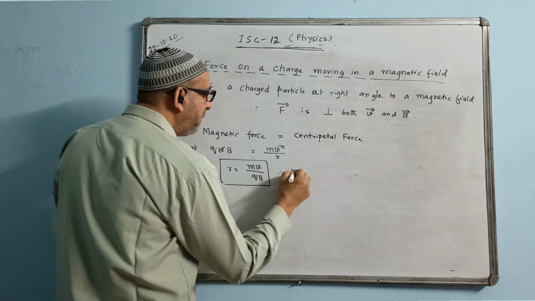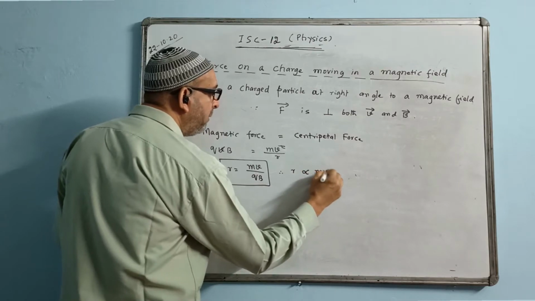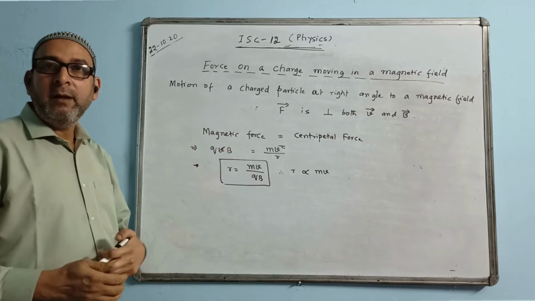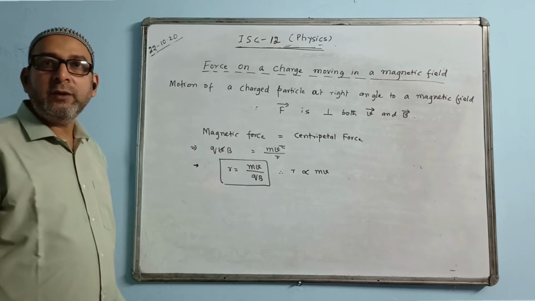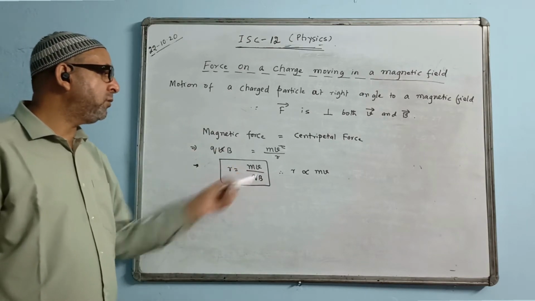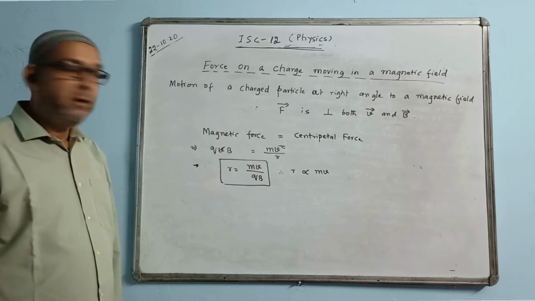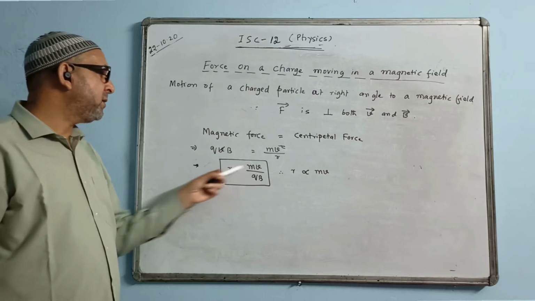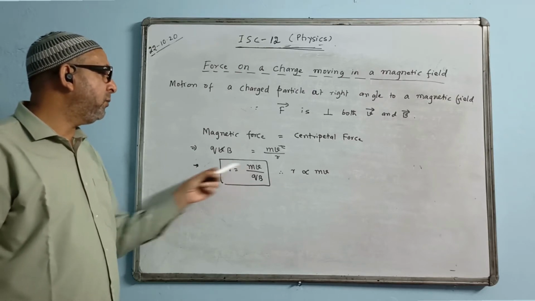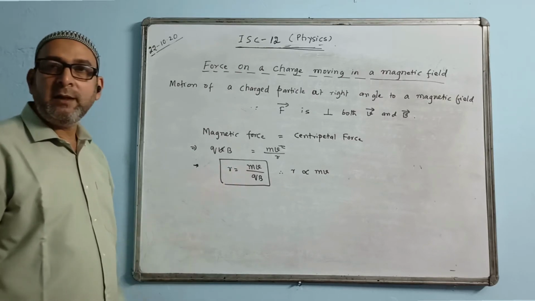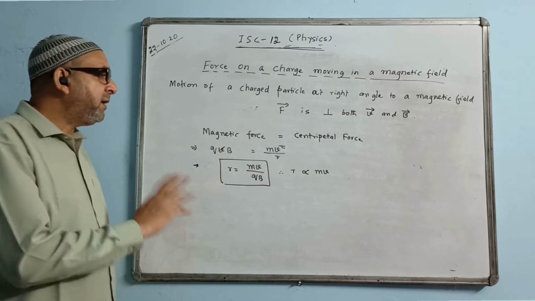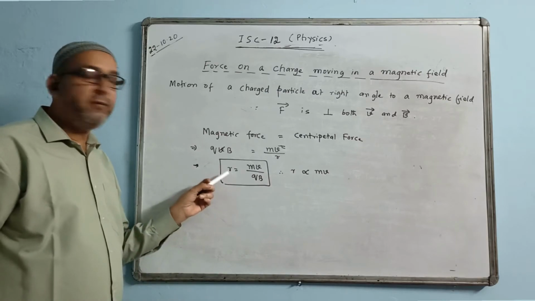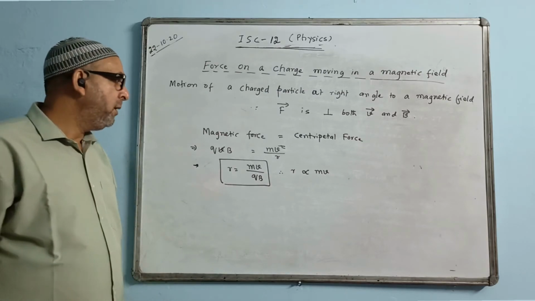Therefore we write r is proportional to mv. What is mv? mv is called the momentum of the charged particle. The momentum formula is mass into velocity. So the radius is proportional to the momentum of the charged particle. More the mass, more the radius. Less the mass, less the radius. More the velocity, more the radius. Less the velocity, less the radius. So in a way it is directly proportional. So we write r is proportional to mv. This is the formula for the radius of the circular path.